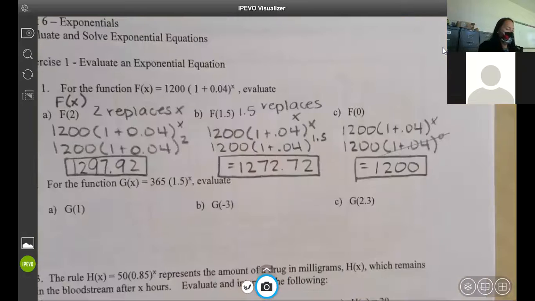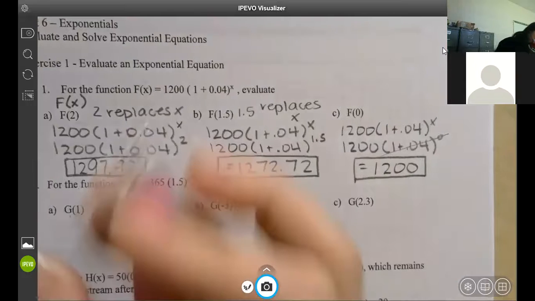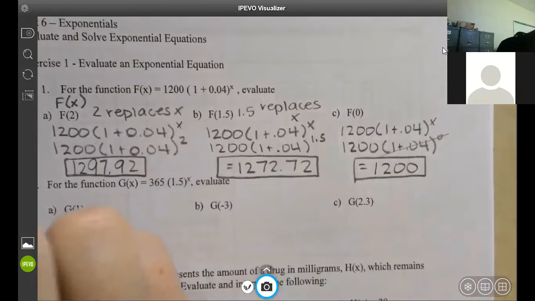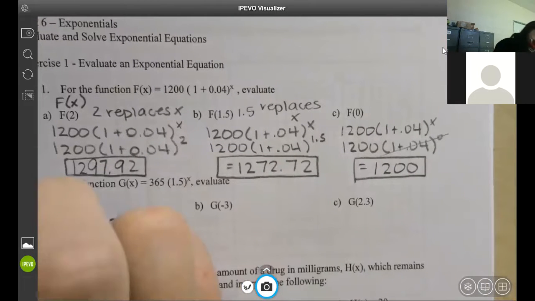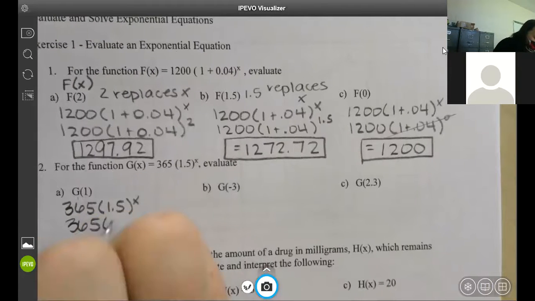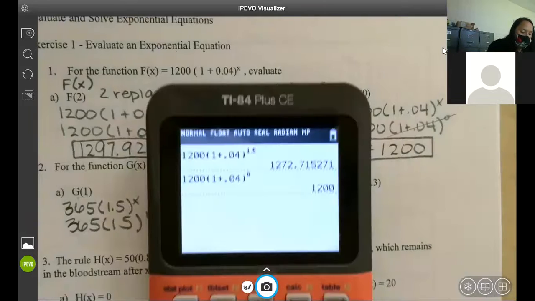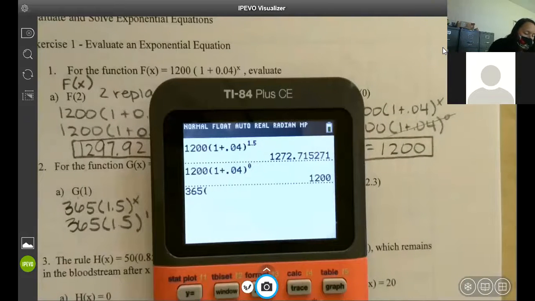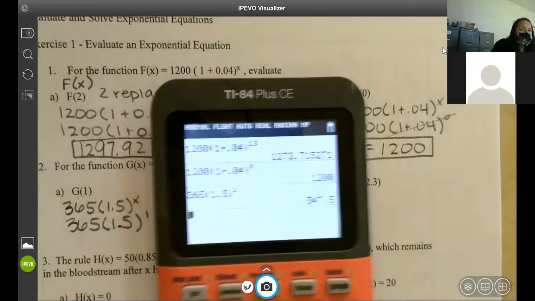All right. So now they change it to G because we have a new function, 365 times 1.5 to the x. But we're doing the same thing, just a new function. So our function this time is 365 times 1.5 to the x. On A, what are we doing for this one? At this point, you should know exactly what's going on. You should see that's a 1.5 to the 1, and we get 547.5.